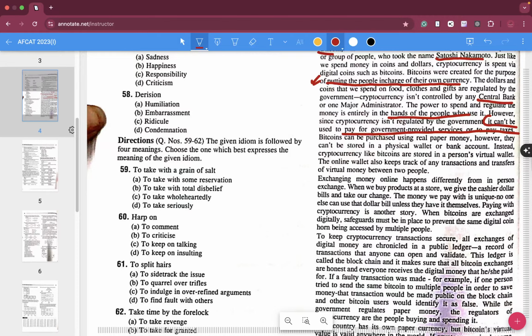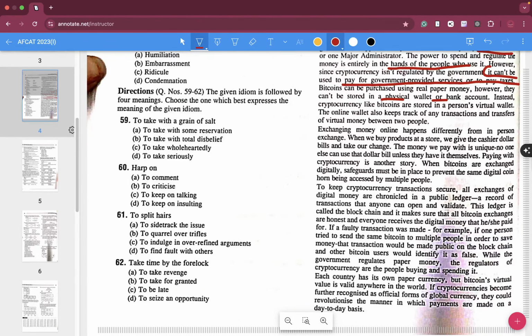Bitcoins can be purchased using real paper money. However, they can't be stored in a physical wallet or bank account. Instead, cryptocurrencies like Bitcoins are stored in a person's virtual wallet. The online wallet also keeps track of any transaction and the transfers of virtual money between two people. Exchanging money online happens differently from in-person exchange. When we buy products at a store, we give the cashier dollar bills and take our change.